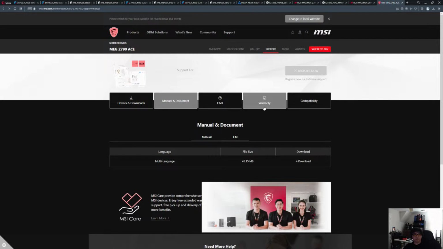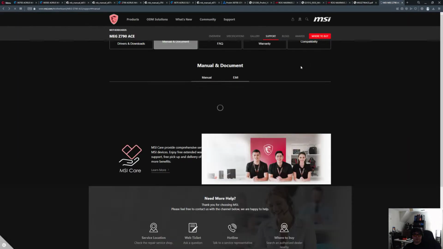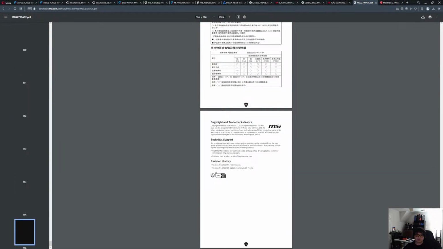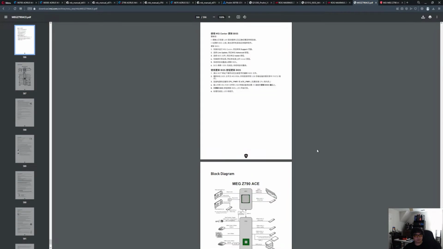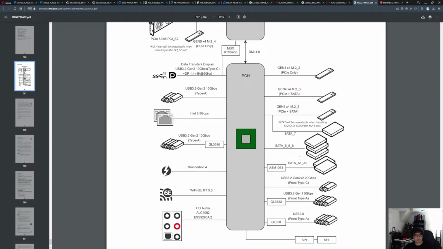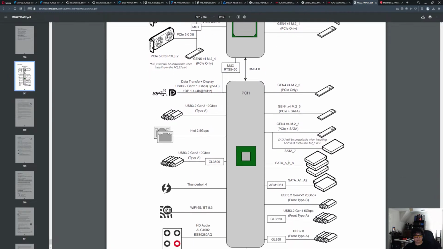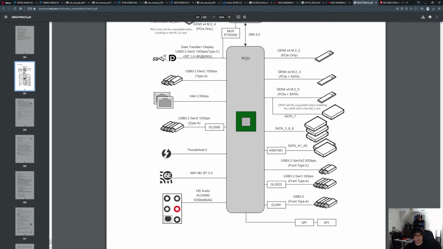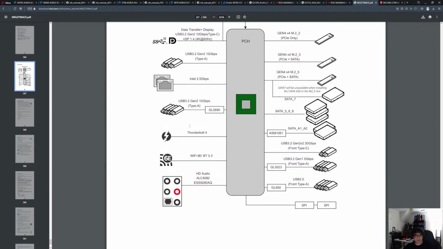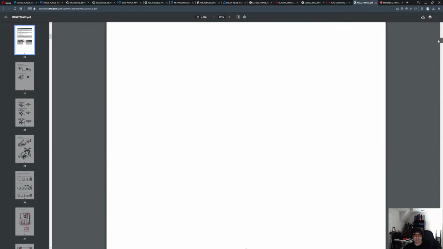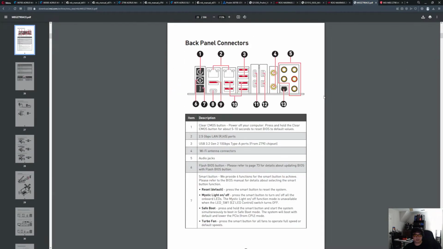Wait a minute. No, there's a third slot. Where is it? I don't see the third slot listed on here. Am I missing something? 1, 2? Where's the third one? Did they completely forget to include that on their block diagram? Okay, I think MSI completely forgot to include where their bottom slot plugs in. Well, at least the block diagram doesn't show it. So that means we're going to have to go look for it on here.